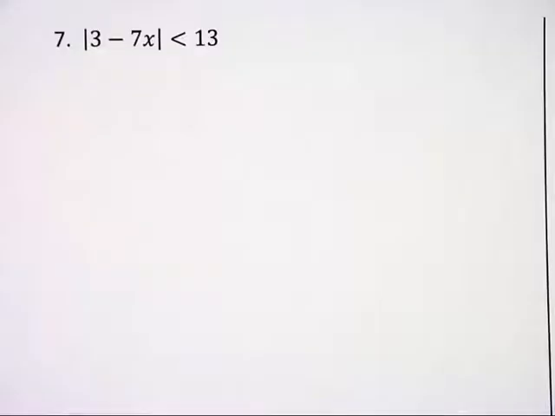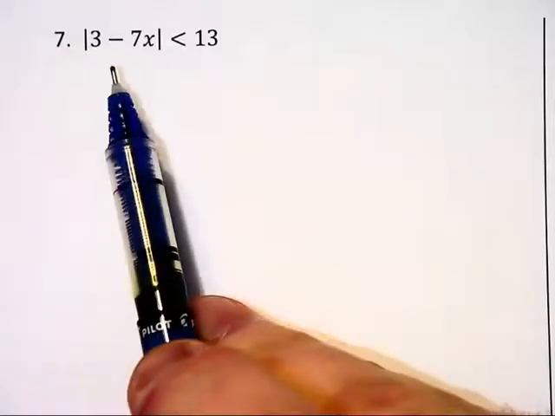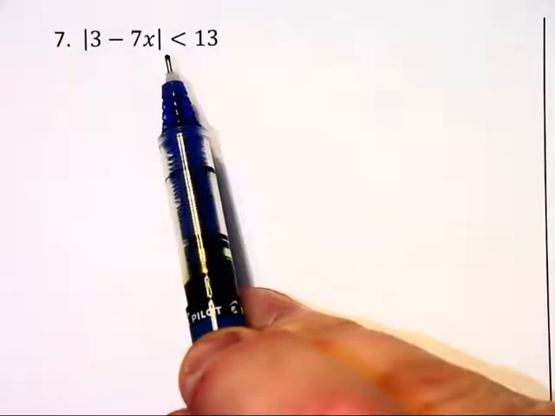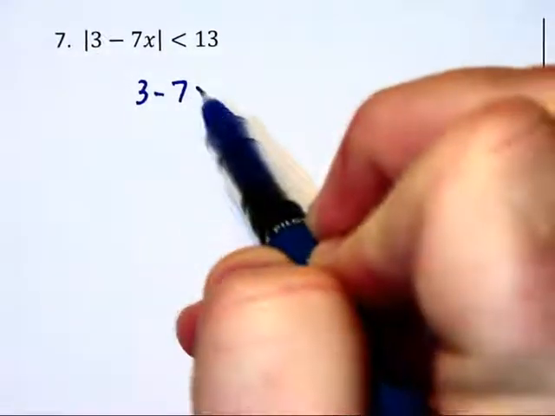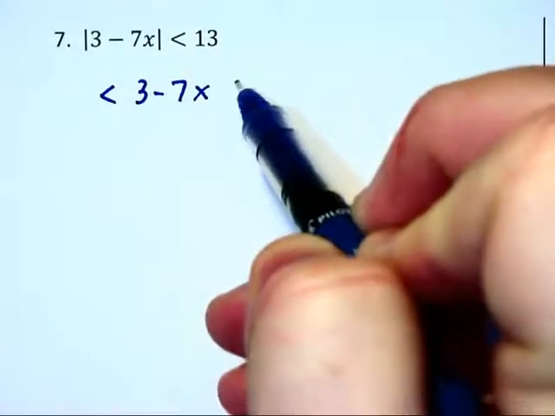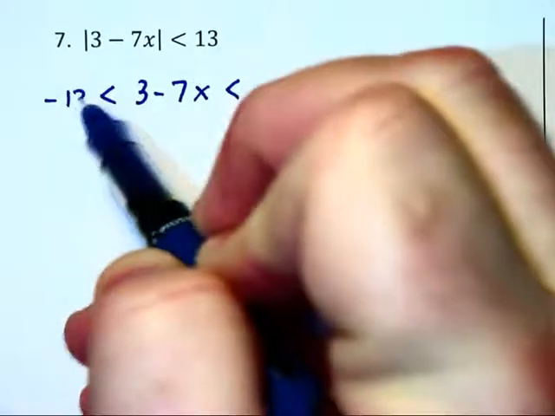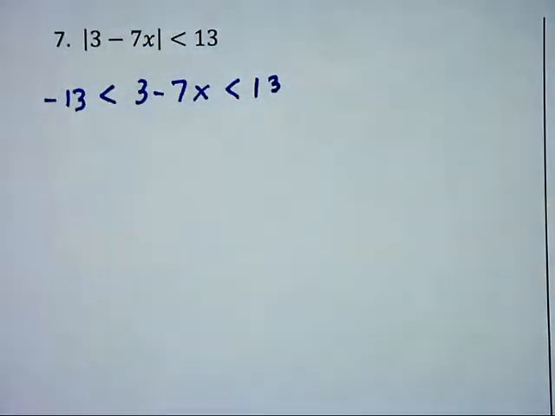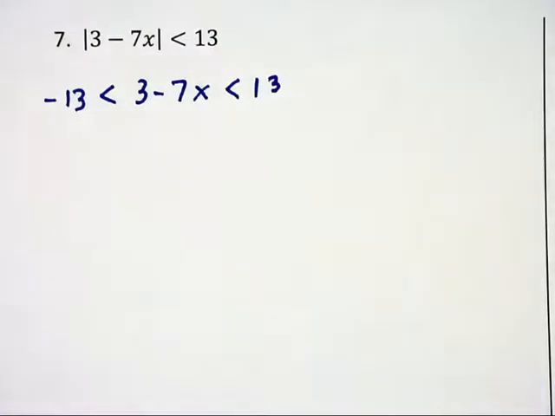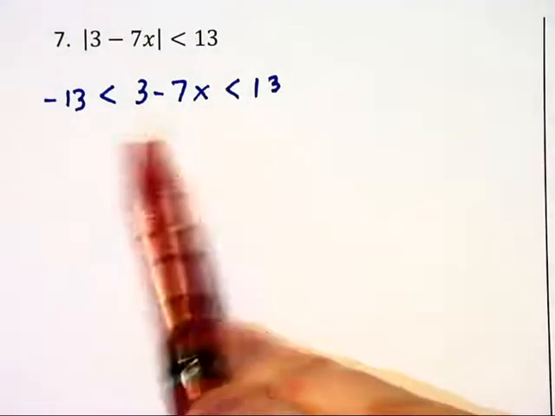In this next problem, we already have the absolute value isolated by itself on the left. And there is a less than. That tells us that 3 minus 7x is going to be sandwiched in between negative 13 and positive 13. Looks pretty easy so far, but we've got that negative in front of the x, and that's what we're going to have to contend with here.